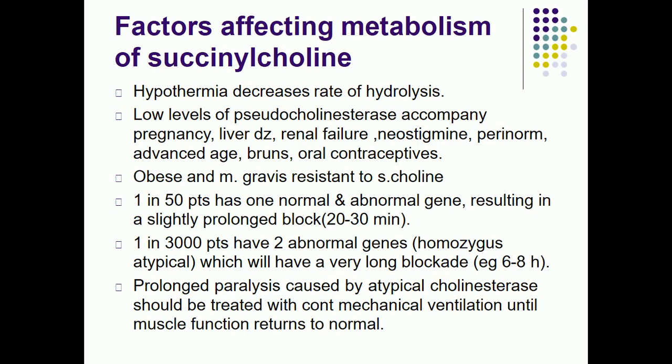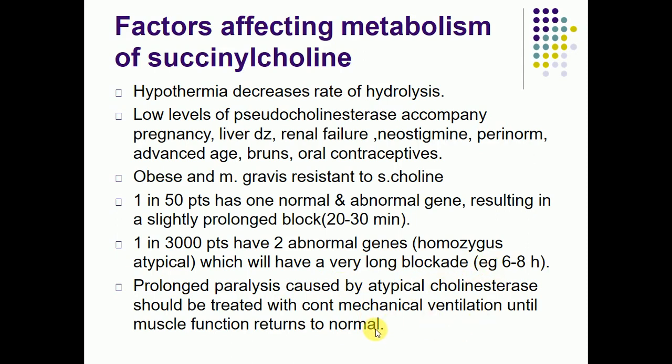Obesity and myasthenia gravis cause resistance to succinylcholine. Especially, 1 in 50 patients has one normal and one abnormal gene, resulting in a slightly prolonged block of 20 to 30 minutes. 1 in 3,000 patients have two abnormal genes, homozygous atypical, which will have a very long blockade, for example 6 to 8 hours.